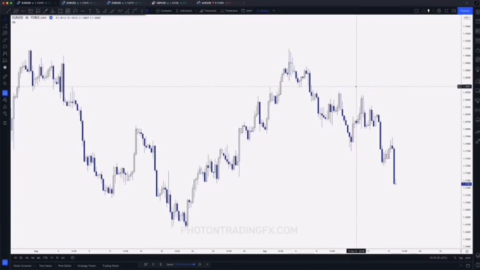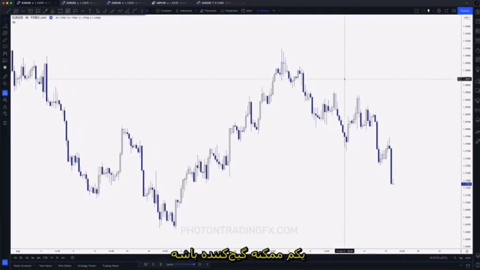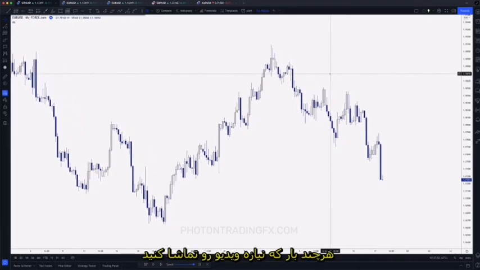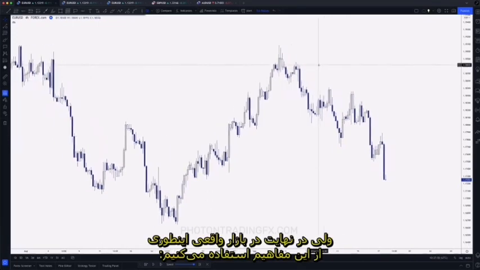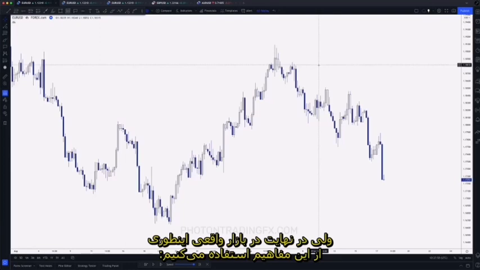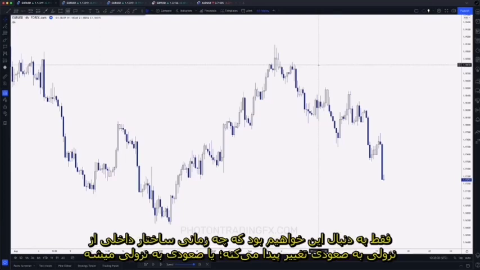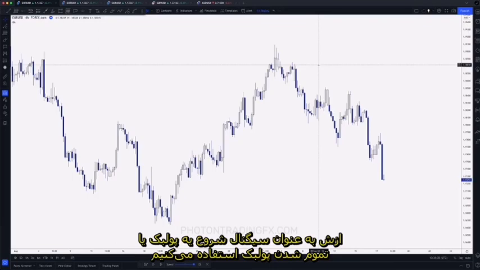I don't know if I can explain it any clearer than that. If it is a little bit confusing, watch it as many times as you need. But essentially, how we're going to use this in the live market is only looking for when that internal structure shifts from either bullish to bearish or bearish to bullish. And we essentially use that to signal that a pullback may be starting or a pullback may be ending.